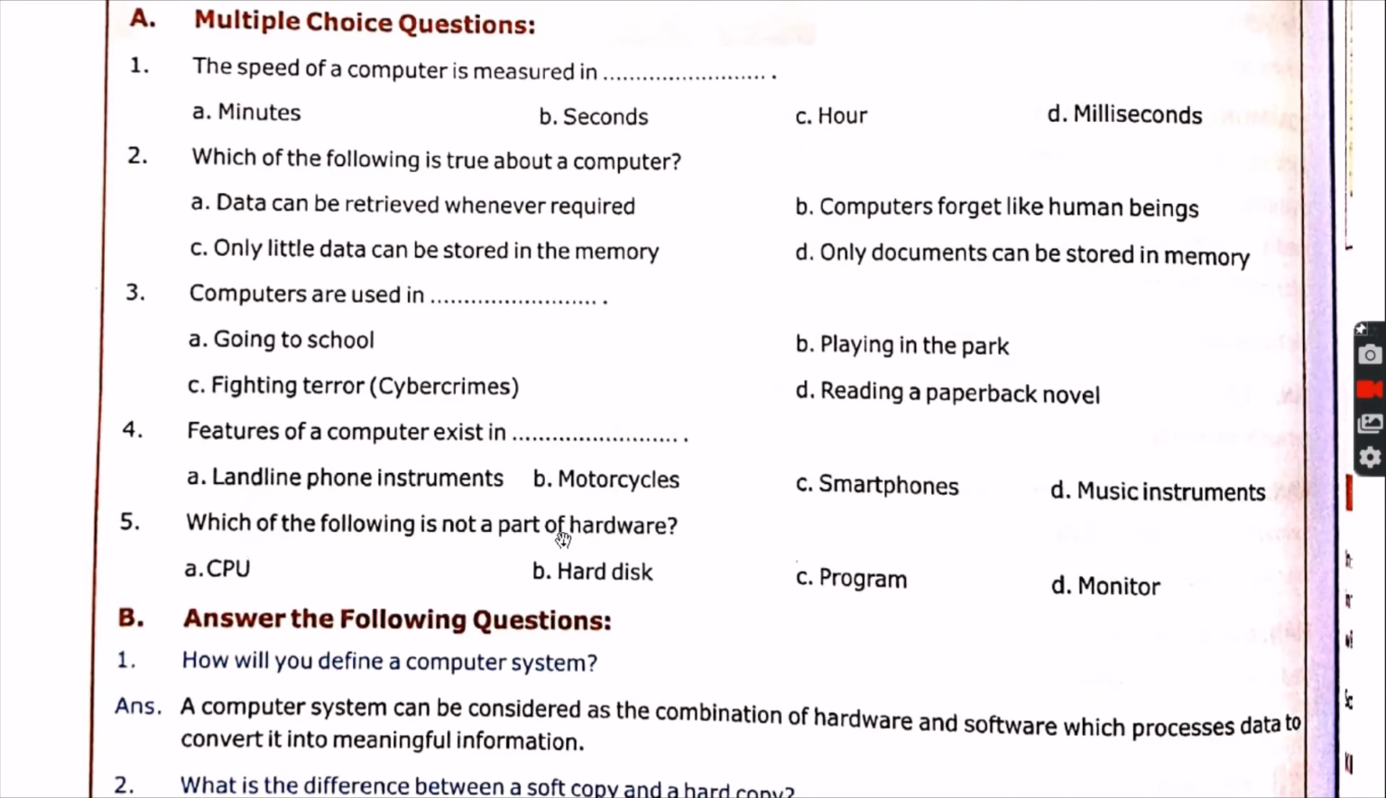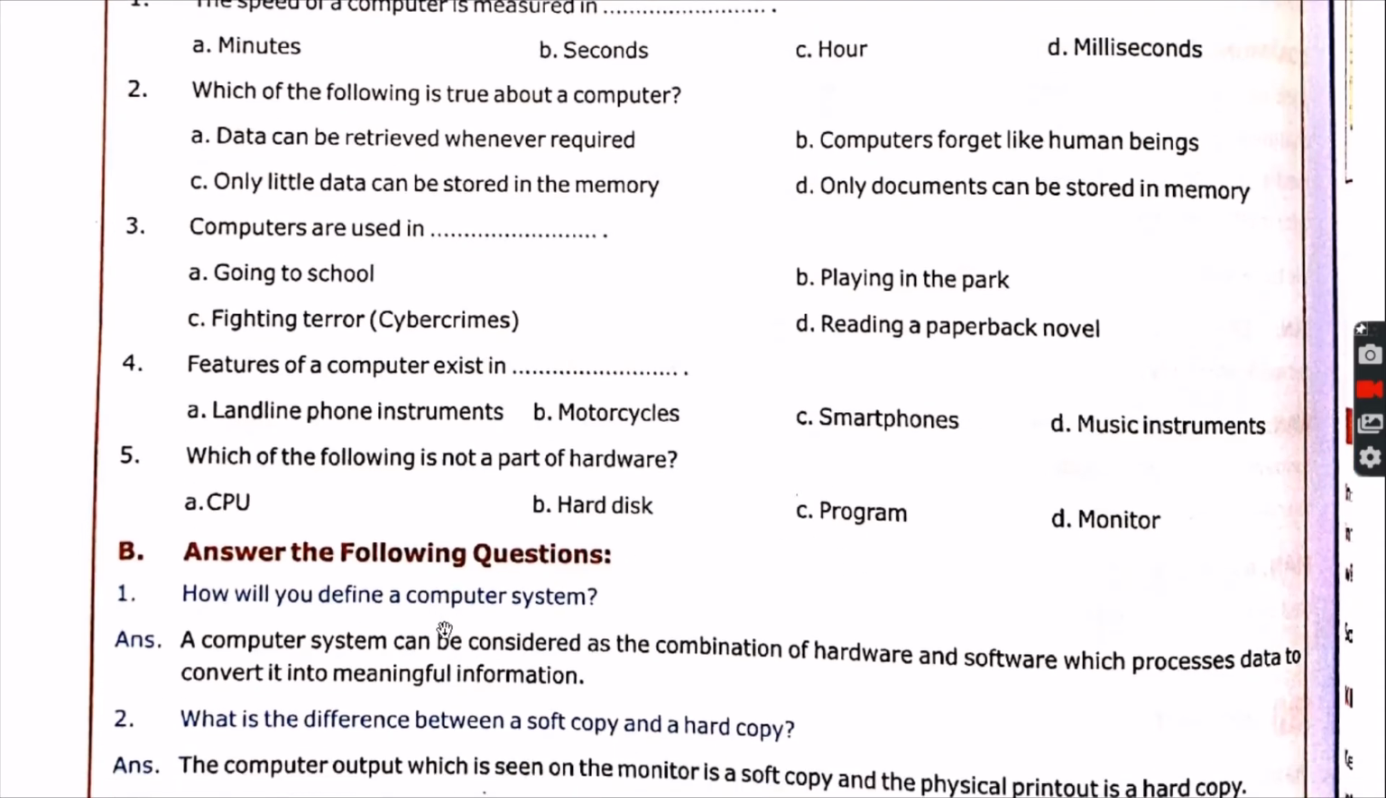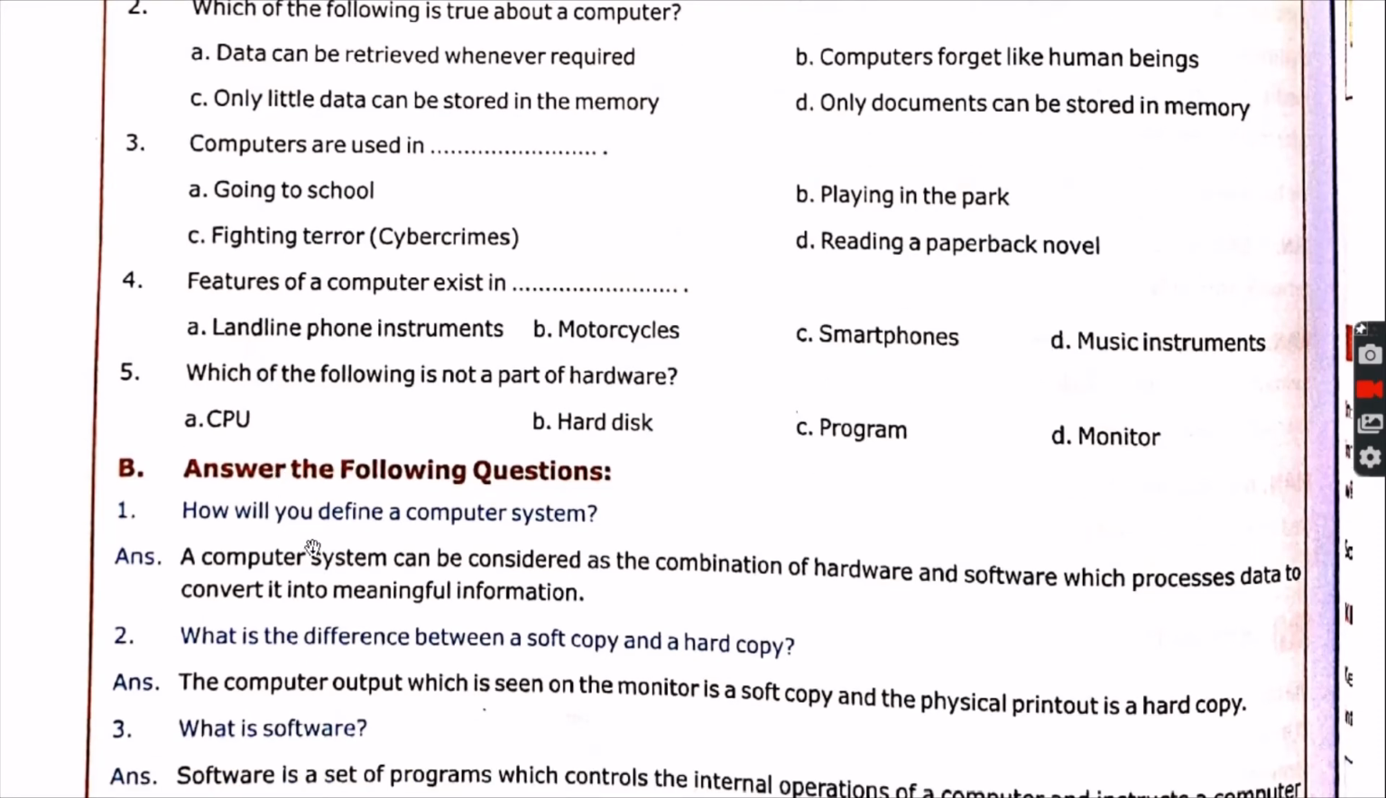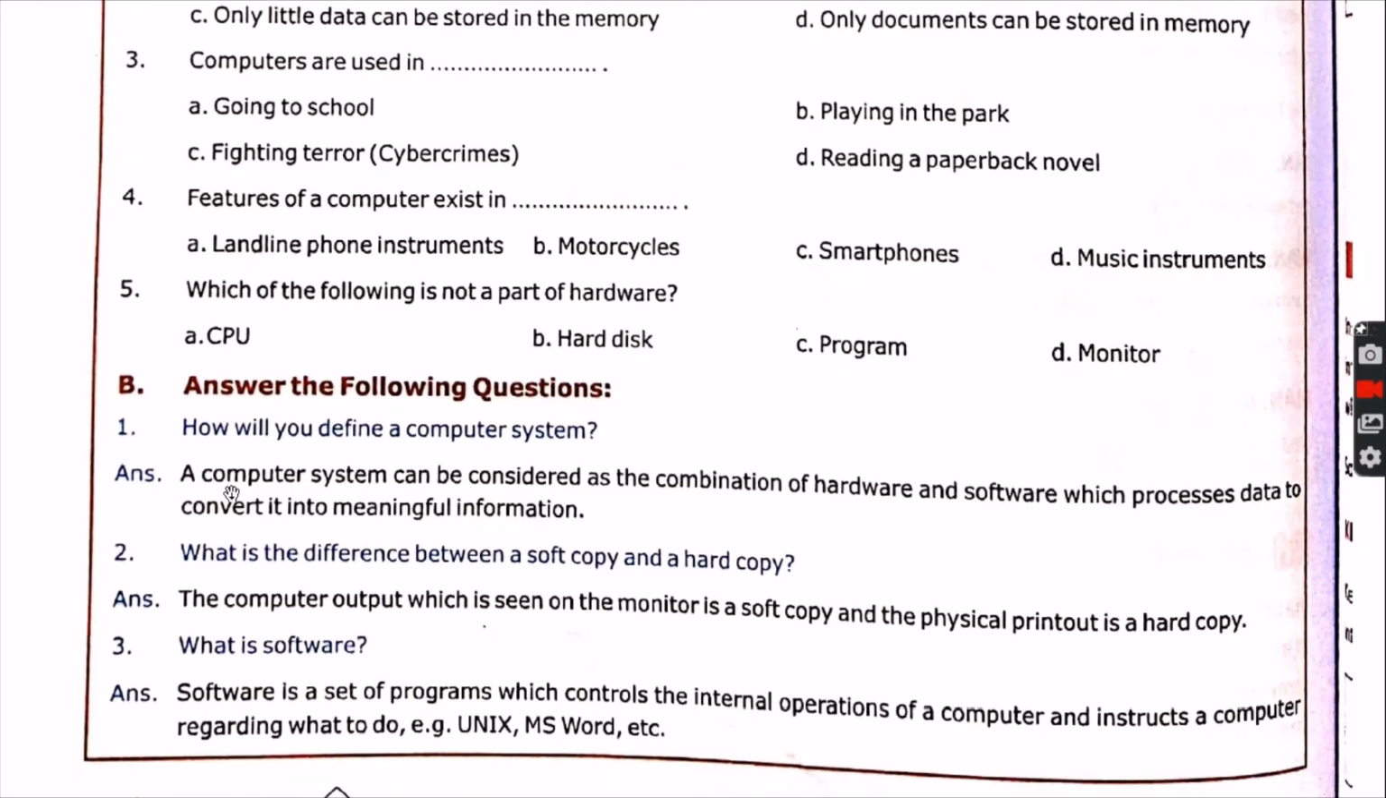Which of the following is not a part of hardware? You can see computer hardware are the things which are physical, which we can touch and see. So programs are not part of hardware. So the right answer here is C. You can remember this question and answer, it is already done, and if you have any problem in understanding, you can ask me.